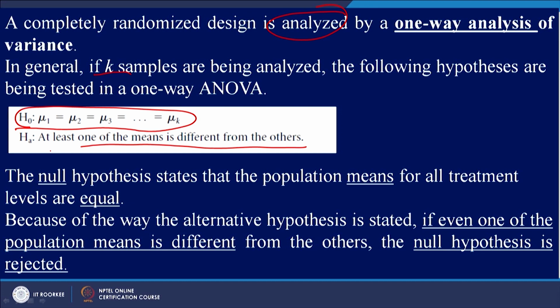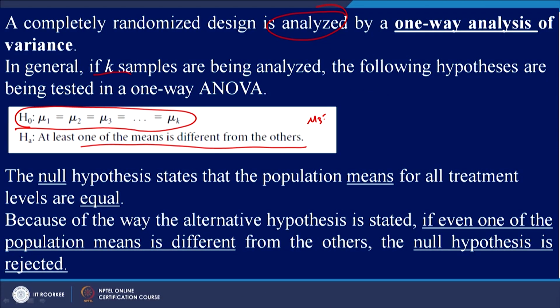The null hypothesis states that the population means for all treatment levels are equal. So, all population means are the same, right. Because of the way the alternative hypothesis is stated, even if one of the population means is different from the others, we will reject the null hypothesis. So, if there is a possibility that mu 3 and mu 2 are not equal, then we will reject the null hypothesis, right.